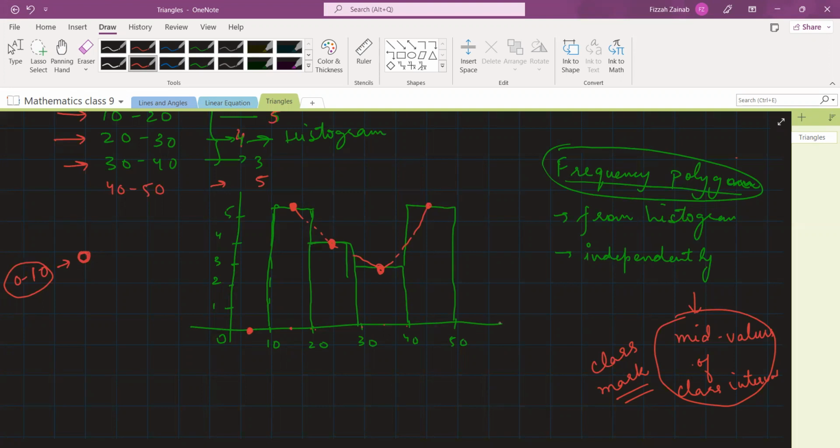Similarly, from 50 to 60, we can take an imaginary interval whose frequency is 0 and the mid value is 55, which will fall here. So then we join this polygon to this mid value like this. So this is actually a frequency polygon, which you can see in red color.